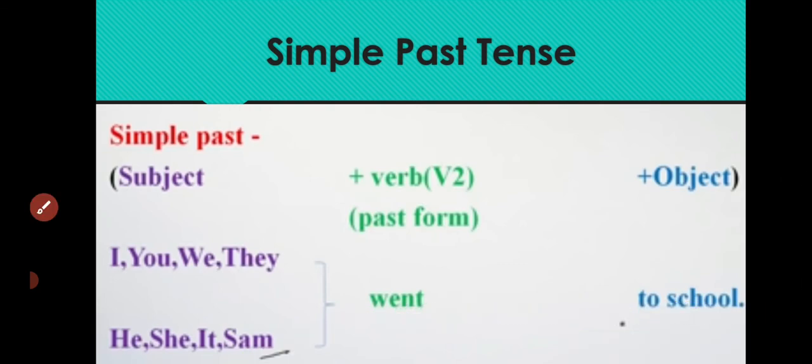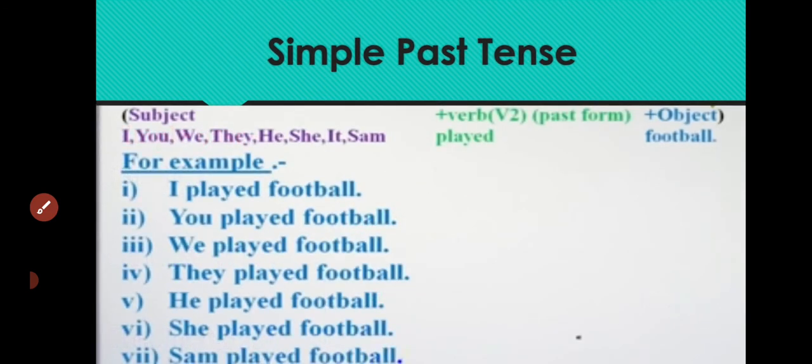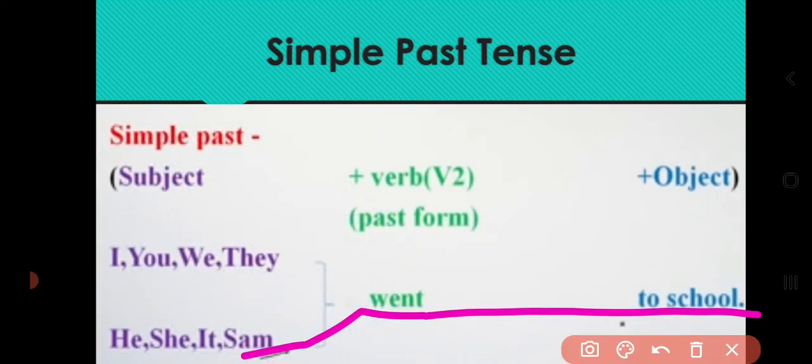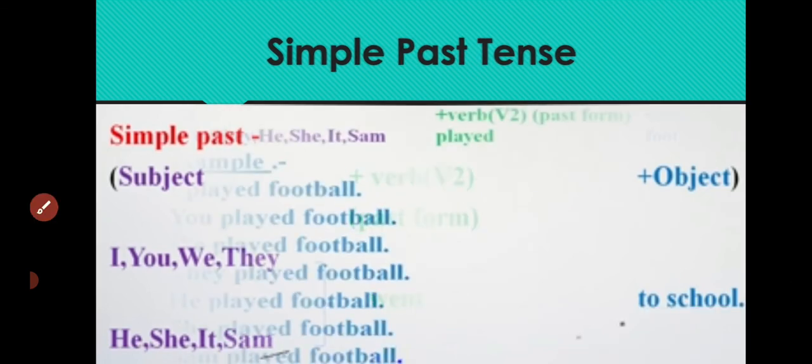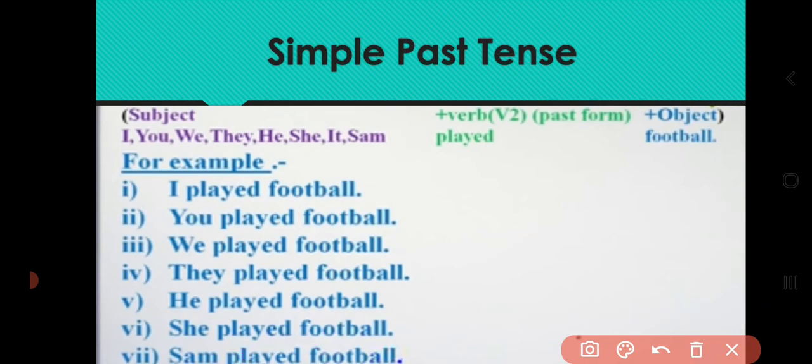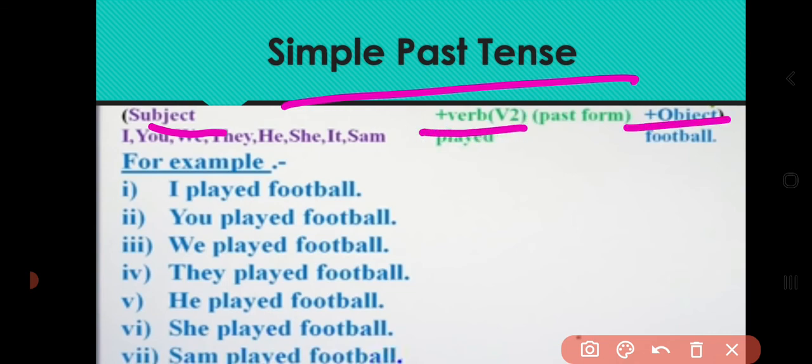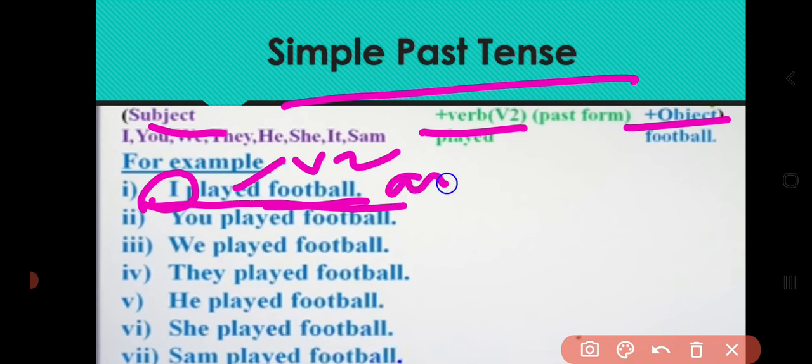Now, take a look at some examples. I played football. Here you can see our formula for the simple past tense: subject plus verb two and then object. In the sentence I played football, where is the subject? I is our subject. Played is verb two, and football is an object.